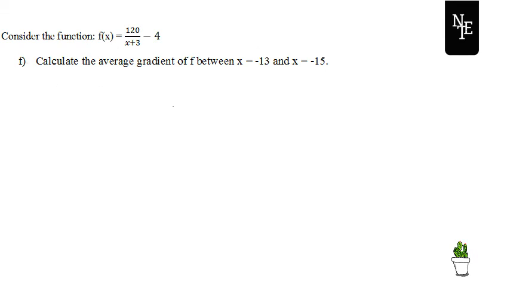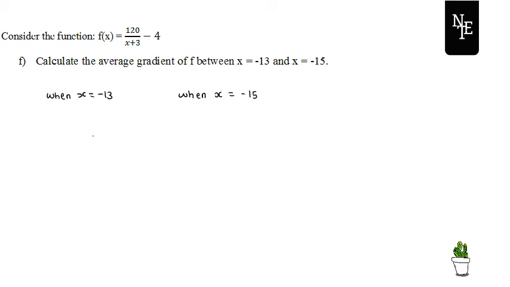Question F, right? In this question, they want us to calculate the average gradient of f between the values of x equals -3 and x equals -5. Now this is obviously just going to be the gradient of the straight line that is passing through x equals -3 and x equals -5, right? So let's just find the corresponding y values for each of these points. So when x is equal to negative 13, sorry, I mean negative 13, and then we're going to have when x is equal to negative 15.